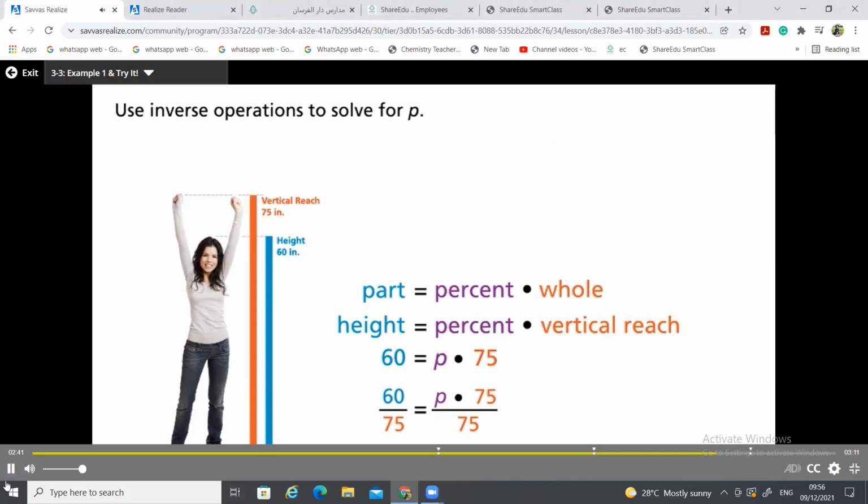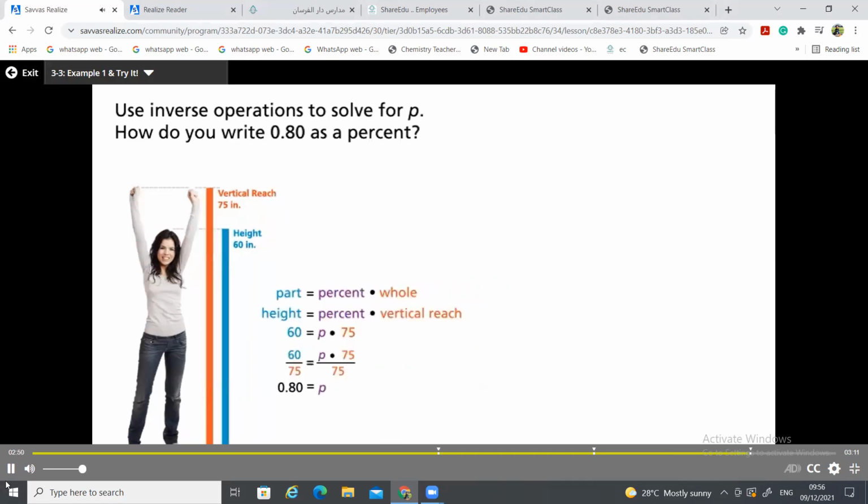60 over 75, so 80 hundredths is equal to P. How do you write 80 hundredths as a percent? Select your answer. Of course, how do you write this as a percent? Because they did not give you over 100. You remember, we had 100 also in the whole thing. Like what we had was, we had this way: P over whole equal percent over 100.